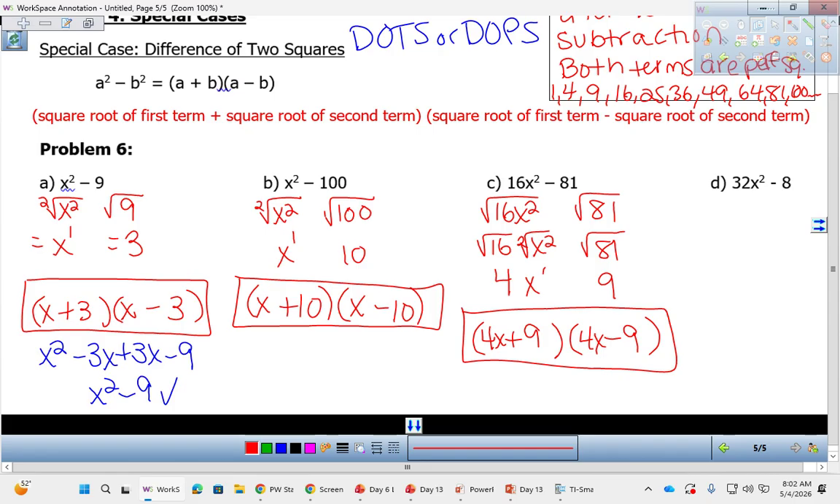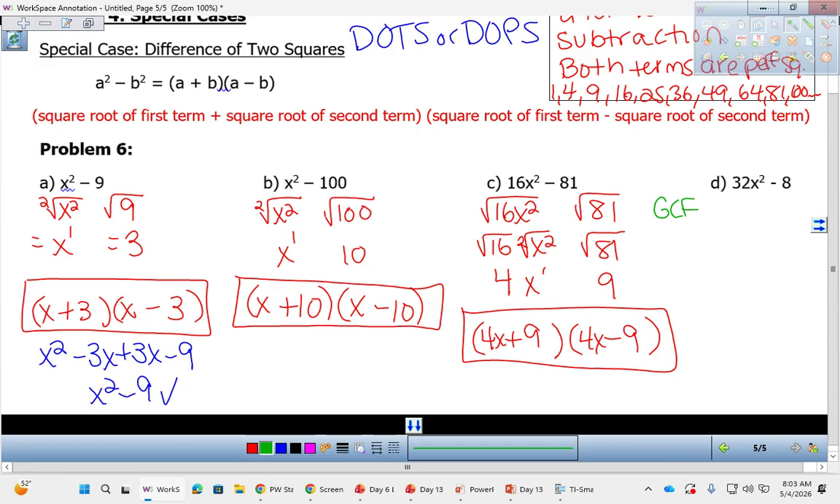Why isn't this differences of perfect squares? 32 is not a perfect square. 8 is not a perfect square. So if it's a binomial and they're not perfect squares, then what method do I have to use? It's got to be GCF, right? So the point of this example is I don't want you to think, oh, it's a binomial, it's DOPS. It's not, okay? It has to be perfect squares and subtraction in order for it to be DOPS, and 32 and 8 are not perfect squares. So let's think GCF here.